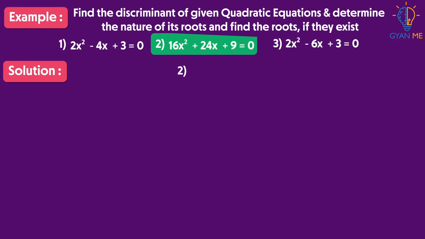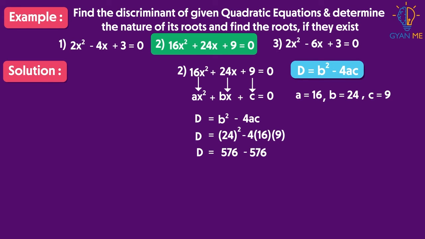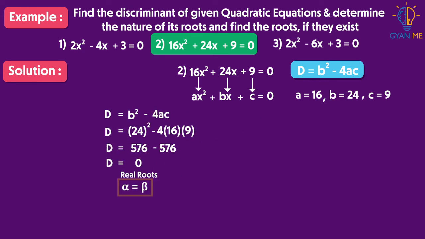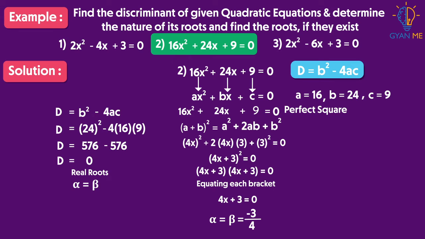Let us consider the second quadratic equation 16x square plus 24x plus 9 equal to 0. Again, compare this with the standard form of a quadratic equation, find out a, b, c and calculate discriminant D by the formula b square minus 4ac, which works out to be 0. As we know that if D is equal to 0, the equation will have two real roots but both the roots will be numerically equal. Therefore students, this expression must be a perfect square expression. So we can use the identity a plus b whole square and find out the roots very quickly.